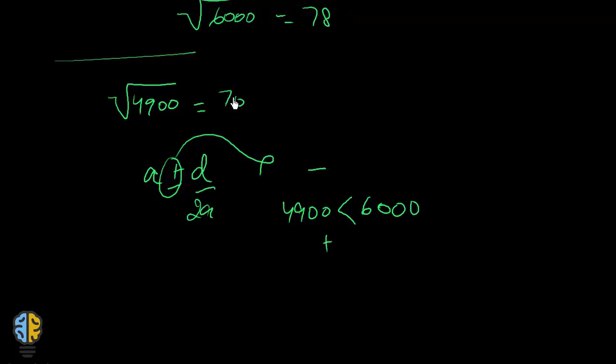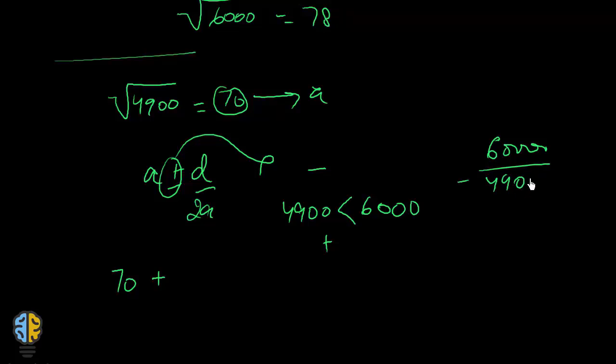So what's our a? 70 is our a. 70 plus, now the difference, d is the difference, 6000 minus 4900 comes out to be 1100. So 70 plus 1100 upon twice of 70, which will be 140. So the 0 gets cancelled out with 0. 110 by 14 is 8.